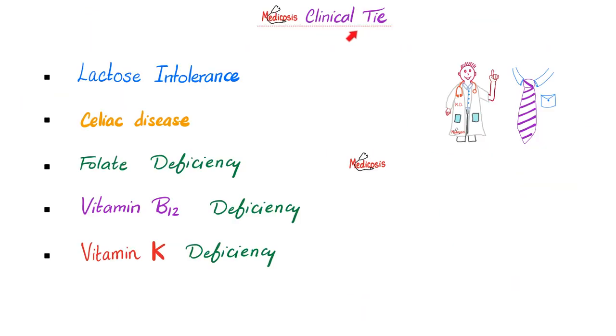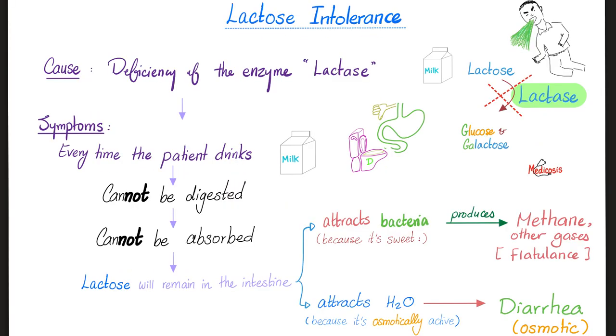Now let's make it relevant. Clinical ties. I'll tell you about some diseases. In a nutshell, we have lactose intolerance, celiac disease, folate deficiency, vitamin B12 deficiency, and vitamin K. So let's go. First, lactose intolerance.